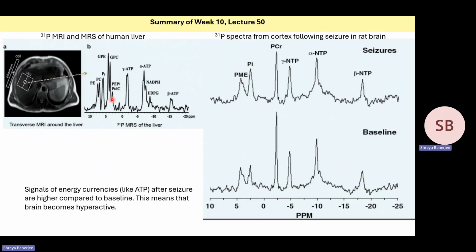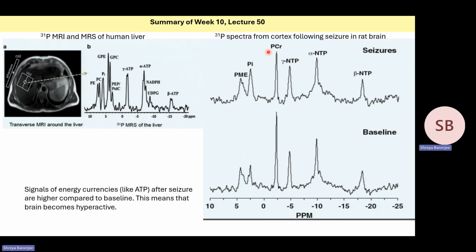So you can see here MRI has been taken of the human liver. A transverse cross section is shown. The corresponding 31P MRS is shown. So there are different peaks in the MRS, which you can imagine as a 31P NMR, and each peak can be assigned to different metabolic products.